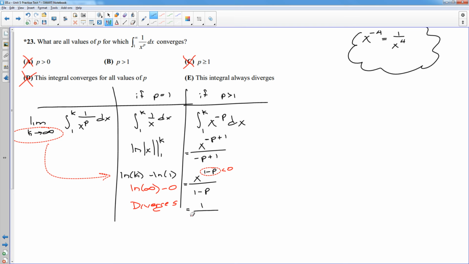I'm going to take that x to a negative exponent and move it to the bottom. So the 1 minus p is going to stay down there. But I'm going to take that x and move it to the bottom, and you move it to the bottom by changing the sign. So if it was x to the 1 minus p on top, it's going to become x to the p minus 1 on bottom. And all I did is I just took the negative of that. You could also say negative 1 plus p. Now remember, we are evaluating this from 1 to k.